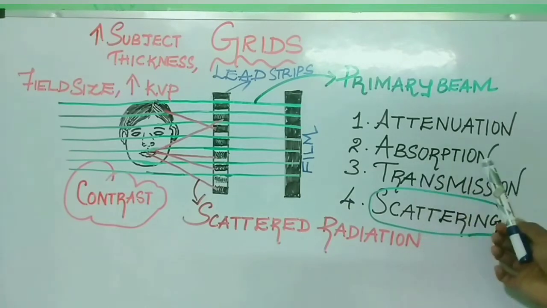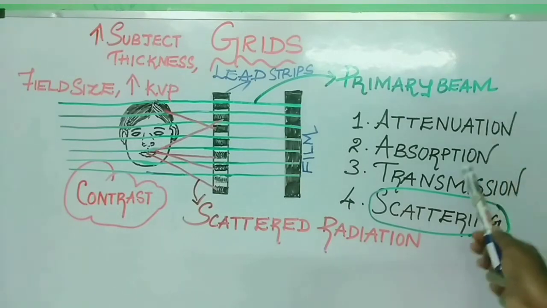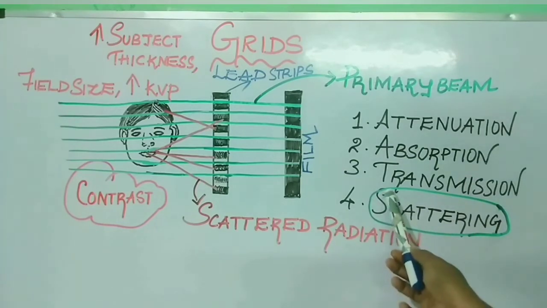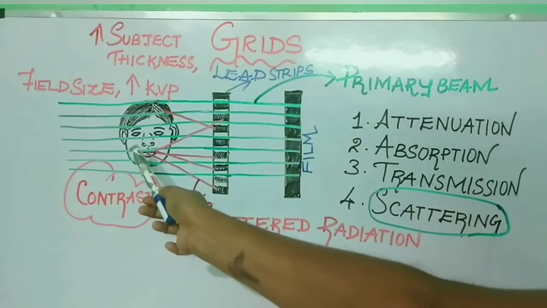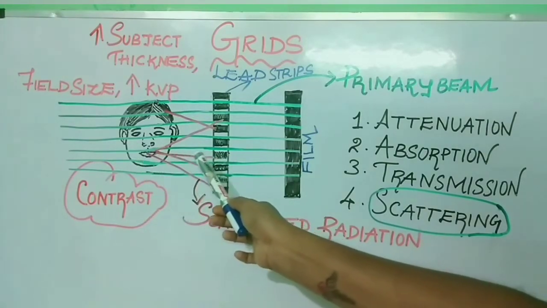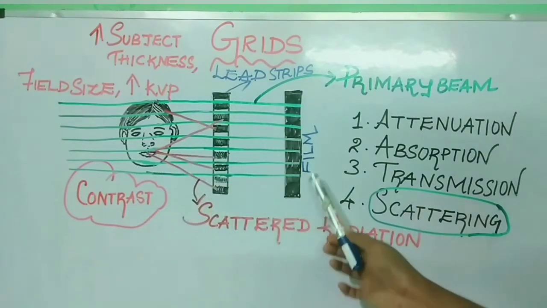Next is absorption. Radiation energy is taken up by the material, that is known as absorption, and this absorption can be caused by photoelectric effect and pair production. Next is transmission. The X-ray photon can pass through the atom unchanged and leave the atom unchanged, or in other words, the X-ray photon may pass through the object and, without any interaction, reach the film.